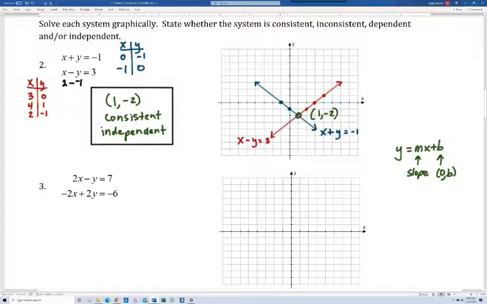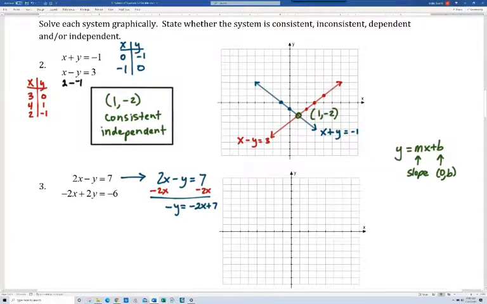So on the first equation, we have 2x minus y equals 7. So I'm going to go ahead and solve for y here. So I'll subtract 2x on both sides. We get minus y is equal to minus 2x plus 7.